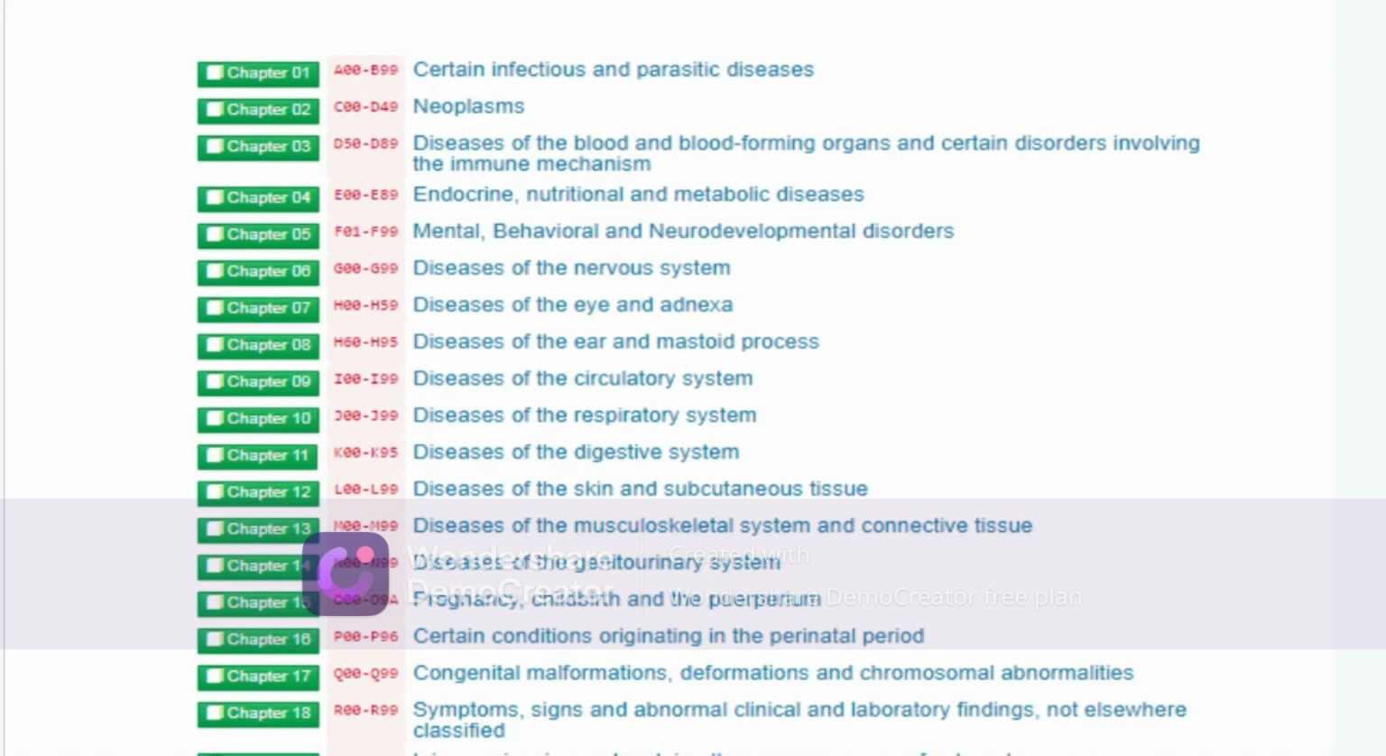Chapter 16 starts from the P series, certain conditions originating in the perinatal period. Chapter 17 is congenital malformations, deformations and chromosomal abnormalities. Chapter 18 is symptoms, signs and abnormal clinical or laboratory findings, not elsewhere classified. These are all considered there.